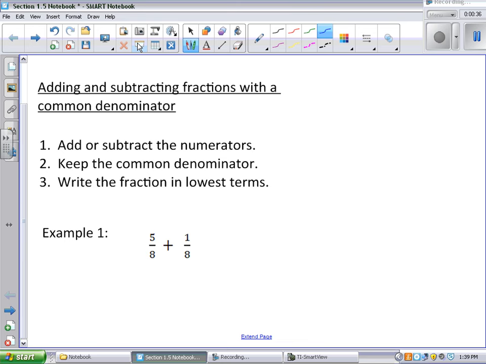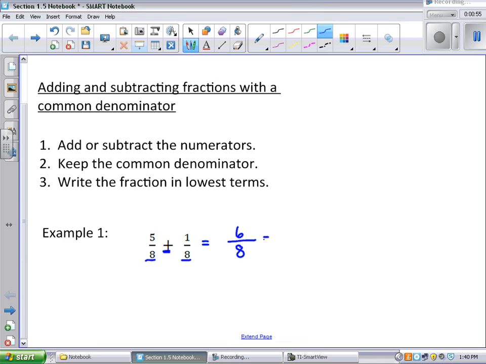5/8 plus 1/8. Notice we do have the same denominator. So in our directions, we're going to add or subtract the numerator. In this case, we're adding. We have a plus sign in the middle. 5 plus 1 is 6, and we're going to put that over our common denominator, which was 8.